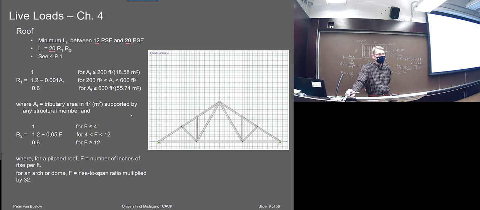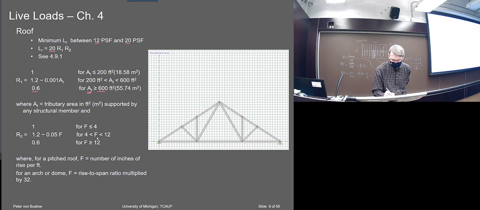So you could just use 20 and be done with it and not worry about it, and you'd be safe, right? That would be the maximum. But you can reduce it a little depending on the size. So you could reduce it as much as 40% depending on the area. And this is the tributary area on that member. So this is per member, right, that you calculate this. And then this is the slope factor.